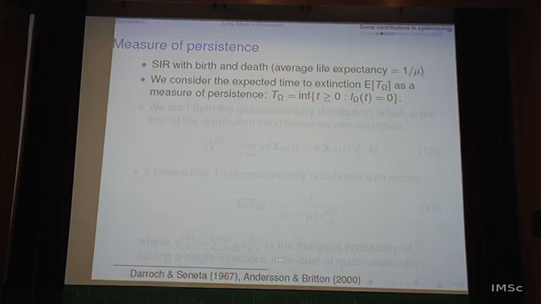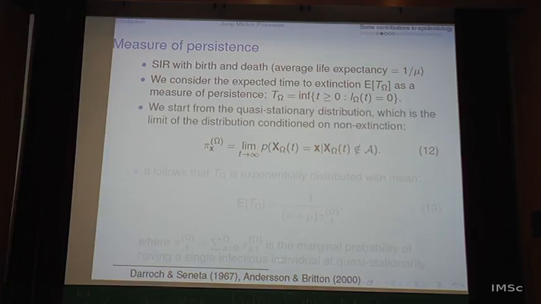So that's the SIR model with birth and death, and we consider the expected time to extinction, the expectation of T omega, as a measure of persistence. So the greater is T omega, the longer the disease persists in the population, and that's the minimal time so that the number of infectious people is equal to 0. So at what time the number of infectious people reaches 0.